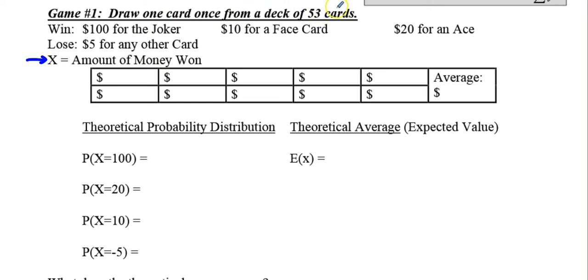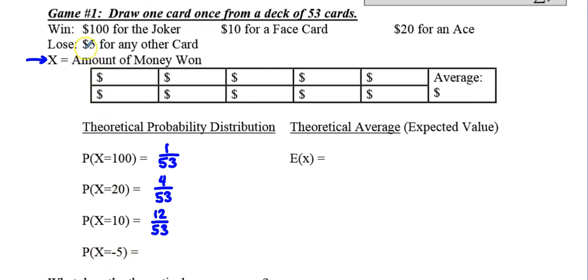Because there are 53 cards in the deck, the probability of winning $100 means you have to draw the joker. So the probability of winning $100 is the probability of getting the joker, which is 1 out of 53. The probability of winning $20 is getting an ace, and there are 4 aces out of the 53 cards. And the probability of winning $10 is getting a face card. So there are 12 face cards out of 53.